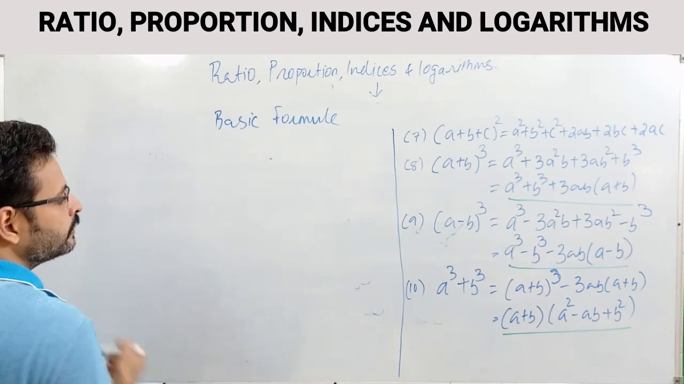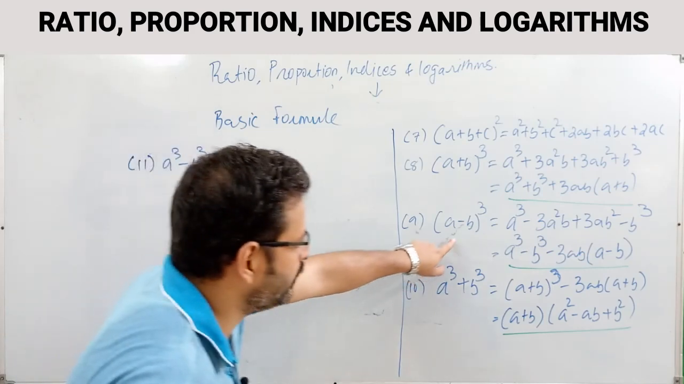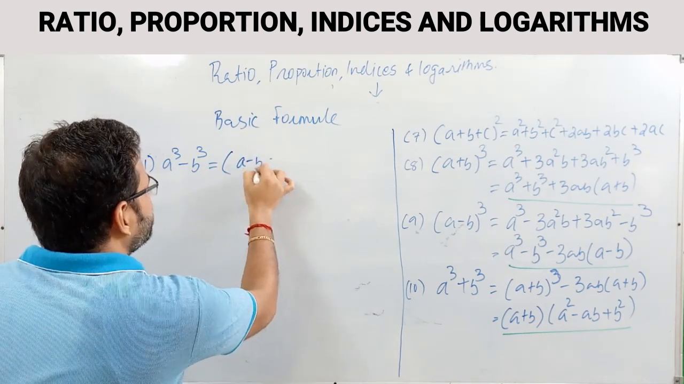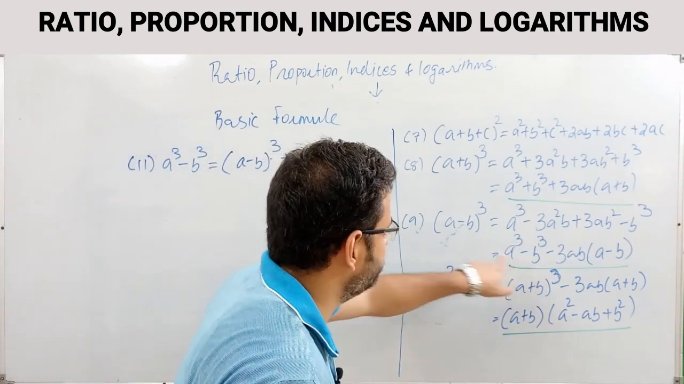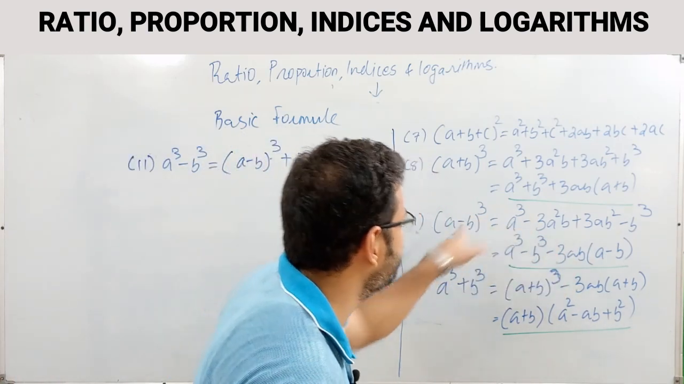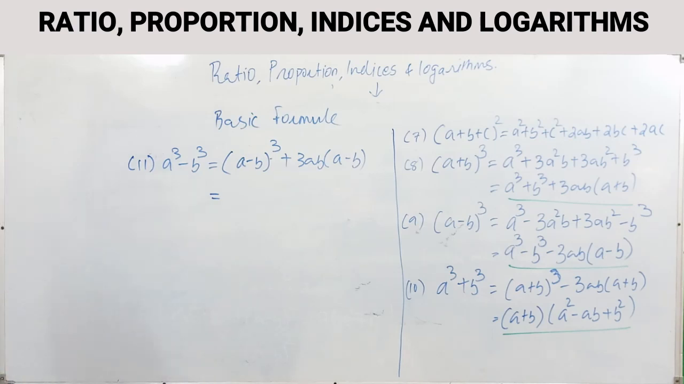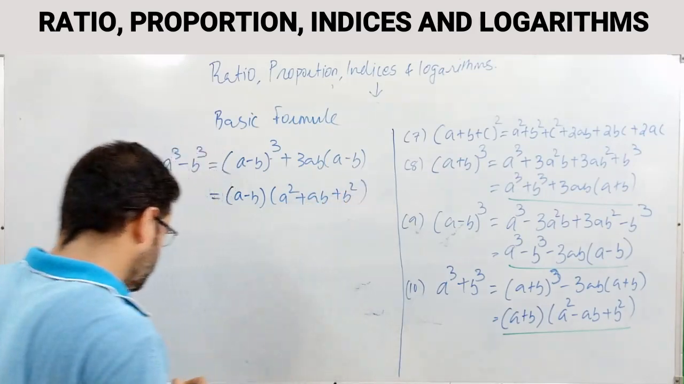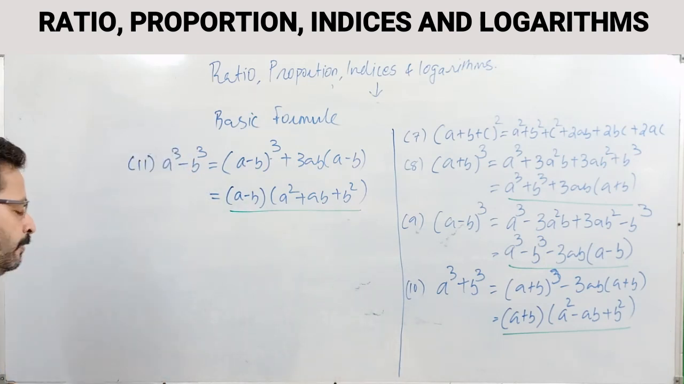The 11th one, A cube minus B cube. From this formula we can write it as (A minus B) the whole cube plus 3AB into (A minus B). A cube minus B cube, (A minus B) the whole cube, then this term comes to the LHS, that means plus 3AB into (A minus B). Then the second formula will be (A minus B) into (A square plus AB plus B square). This formula will be important for finding some solutions. Okay, next one.